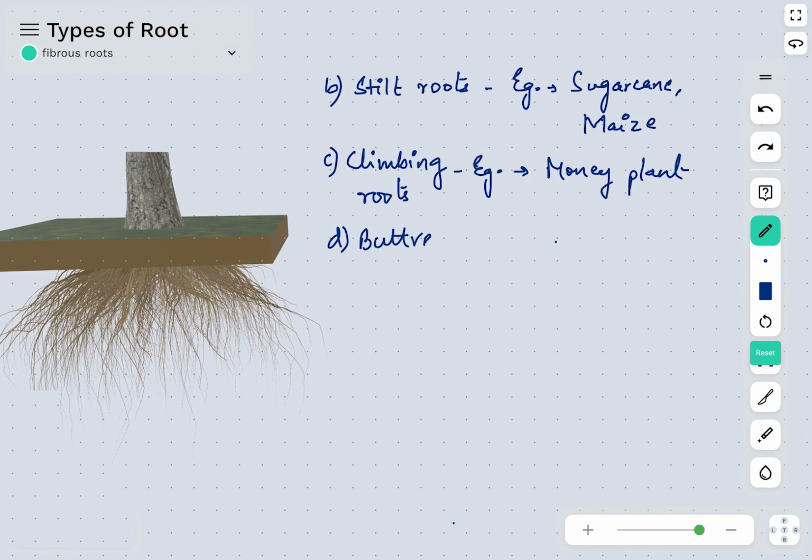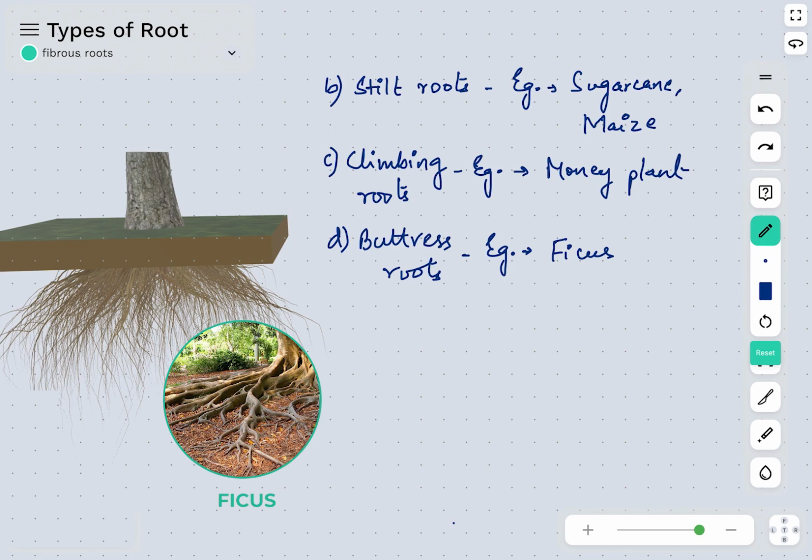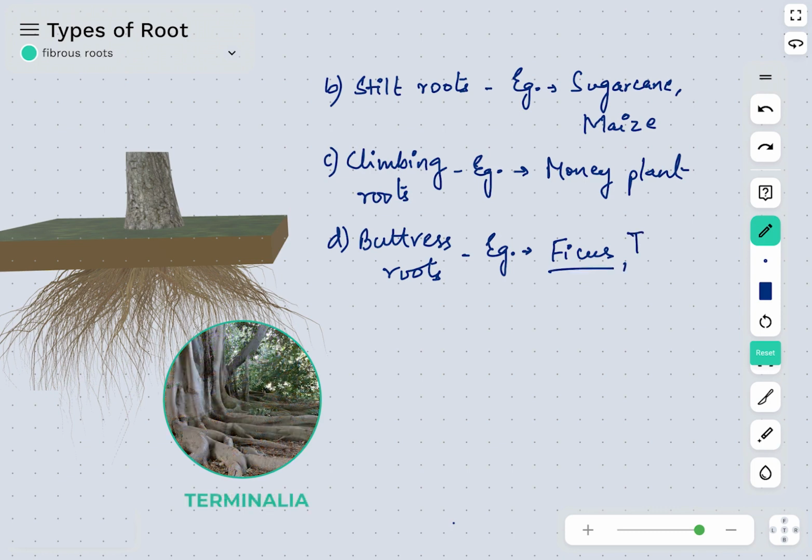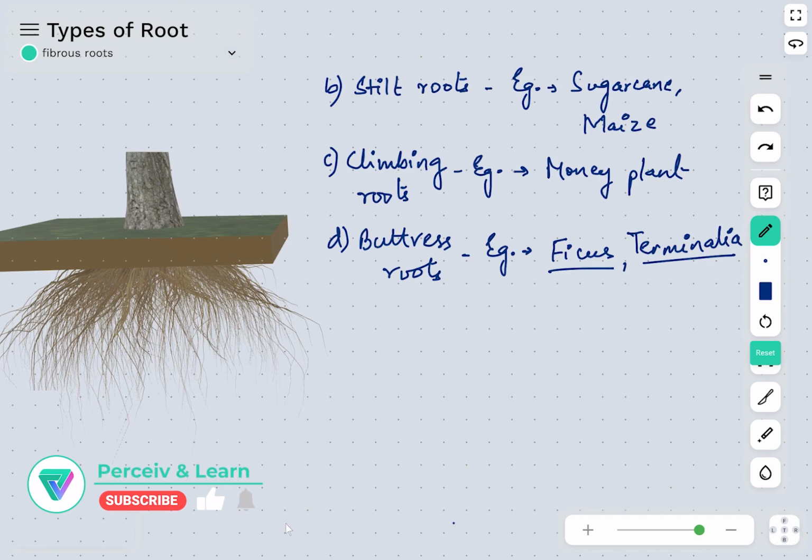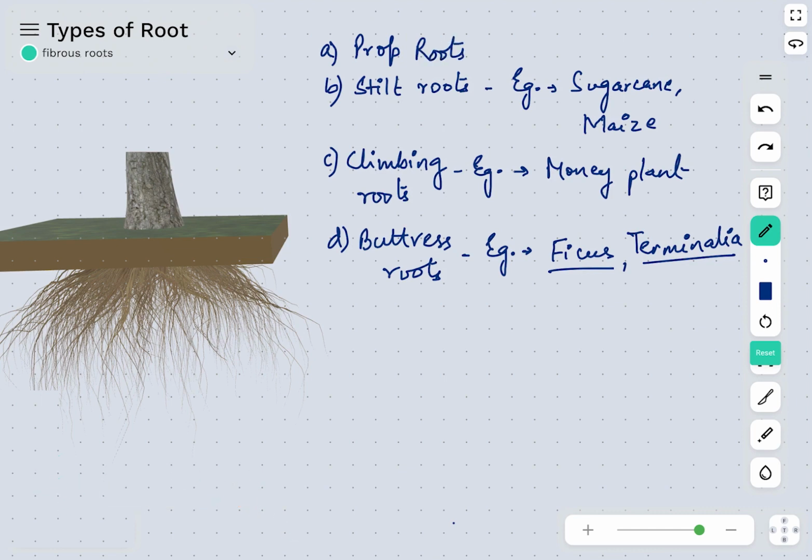And the next is buttress roots. Buttress roots are those roots that, just like the fibrous root system, arise from the base of the stem, but the spreading of these roots will be in different directions. That is their peculiarity. The examples include Ficus bengalensis or Terminalia. So these are the roots that are meant for providing mechanical support to the plant body.